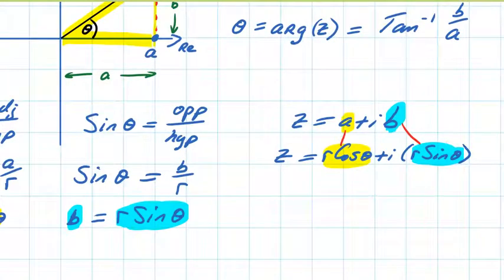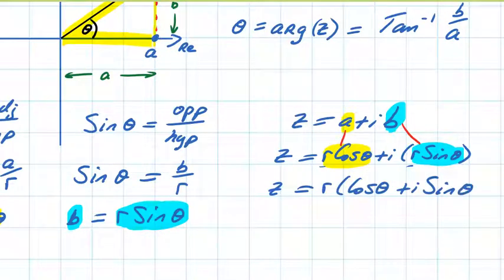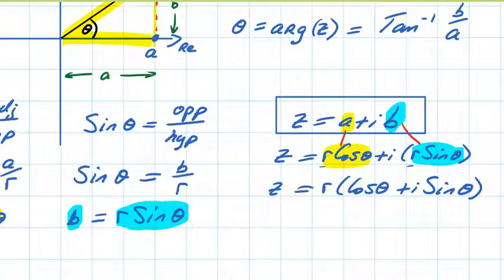Now we can factorize this, because there's an r in both terms. There's an r there, there's an r there. So we can just take the r outside the bracket, and we get r into the cos of theta plus i sine theta. And finally we have it. This is the big result that we wanted to get.